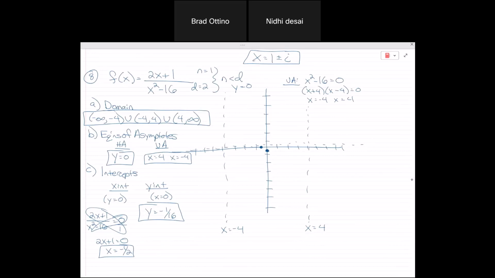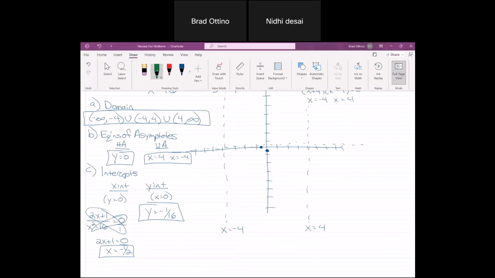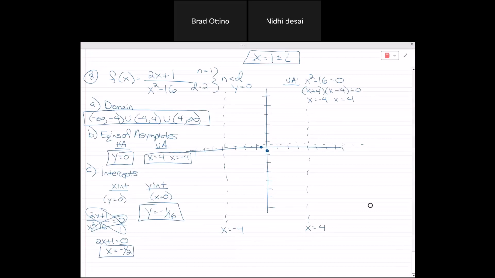And then the last part is we just have to draw the branches. So in order to do the branches, we have to test values. So just make sure you're careful when you're doing these in your head. I'm going to test values to the left of negative 4, like negative 5, and I'm going to test values to the right of negative 4. So I'm just going to add 1 and subtract 1 to all the vertical asymptotes. Same thing with the positive 4, I'll subtract 1 and then I'll add 1.